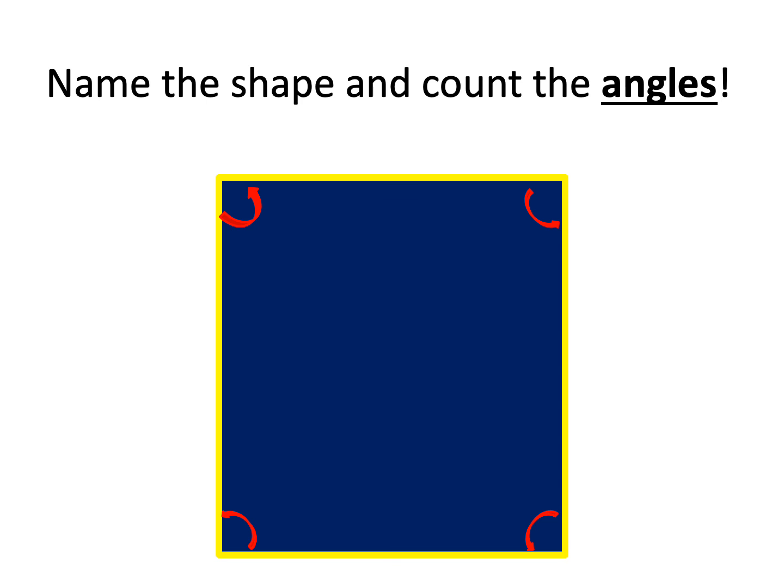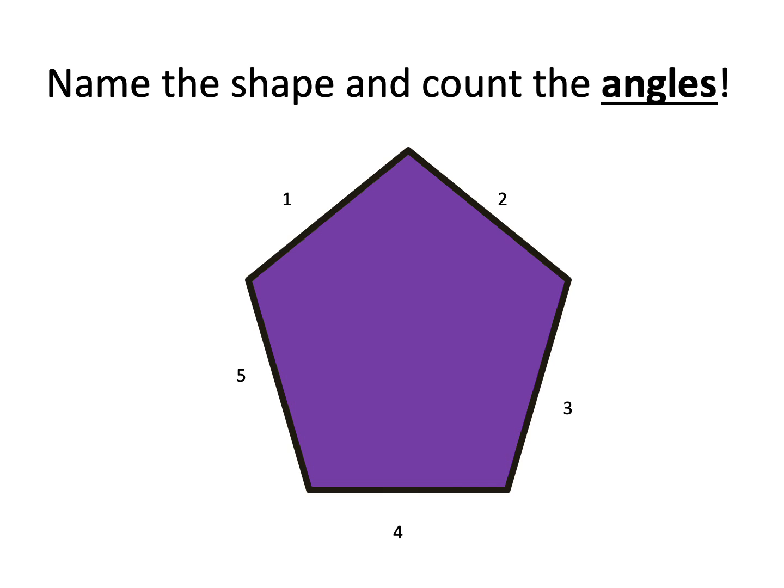All the sides seem to be the same length. What's the name of this shape? Square. Very good. Let's look at this one. This shape has 5 sides. How many angles does it have? What is the name of this shape?